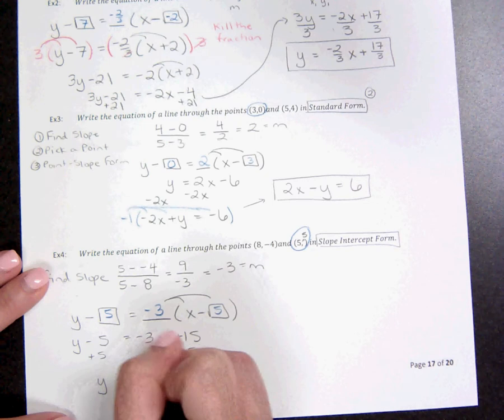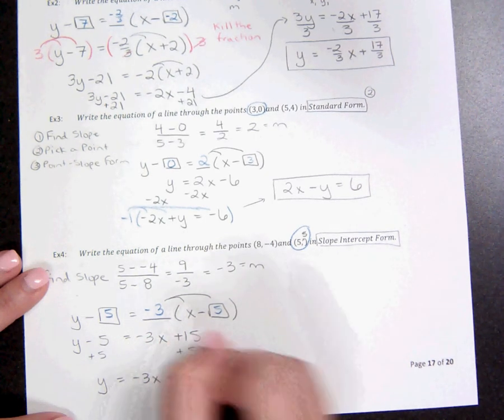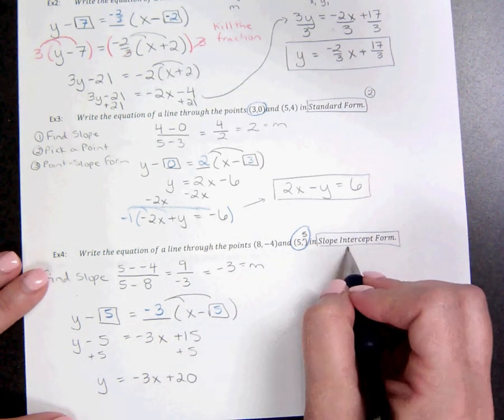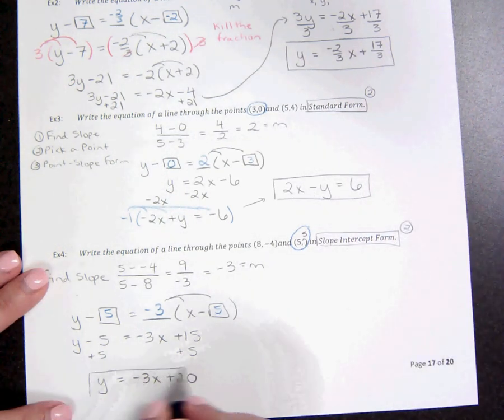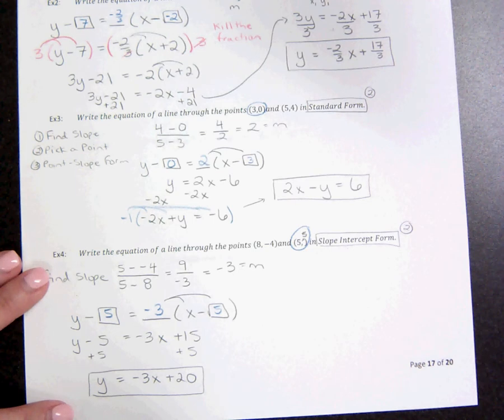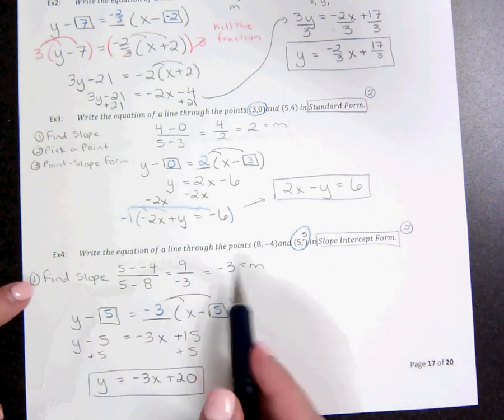Y equals negative 3x plus 20. And it wants the final answer in slope-intercept form. Remember, that's our second part. That's our finished form, and it's in slope-intercept form. So we're done.